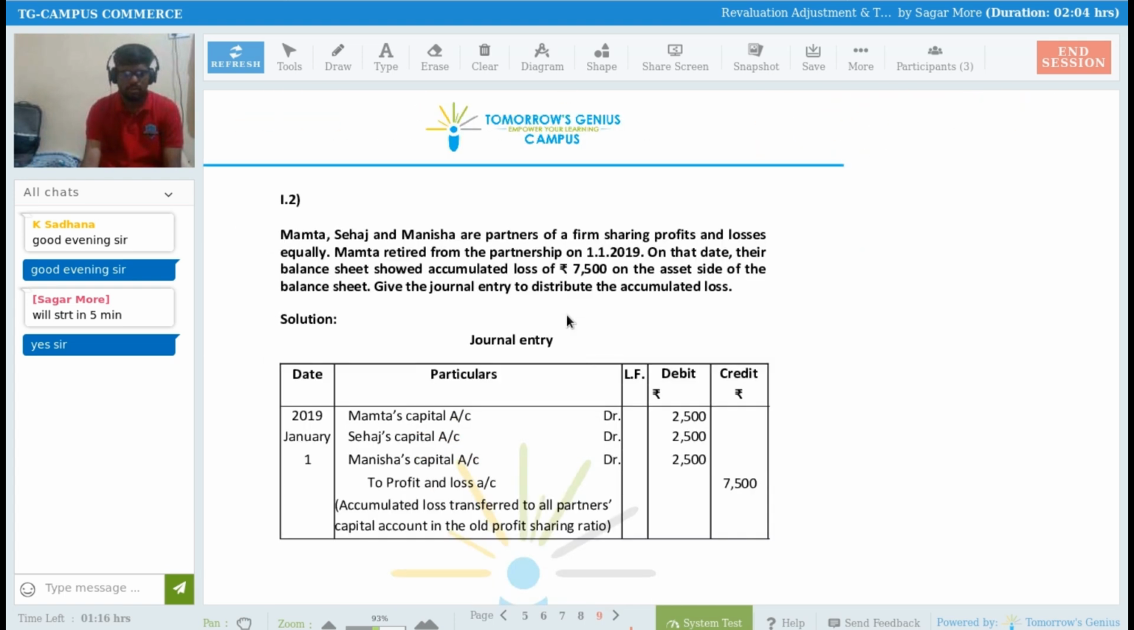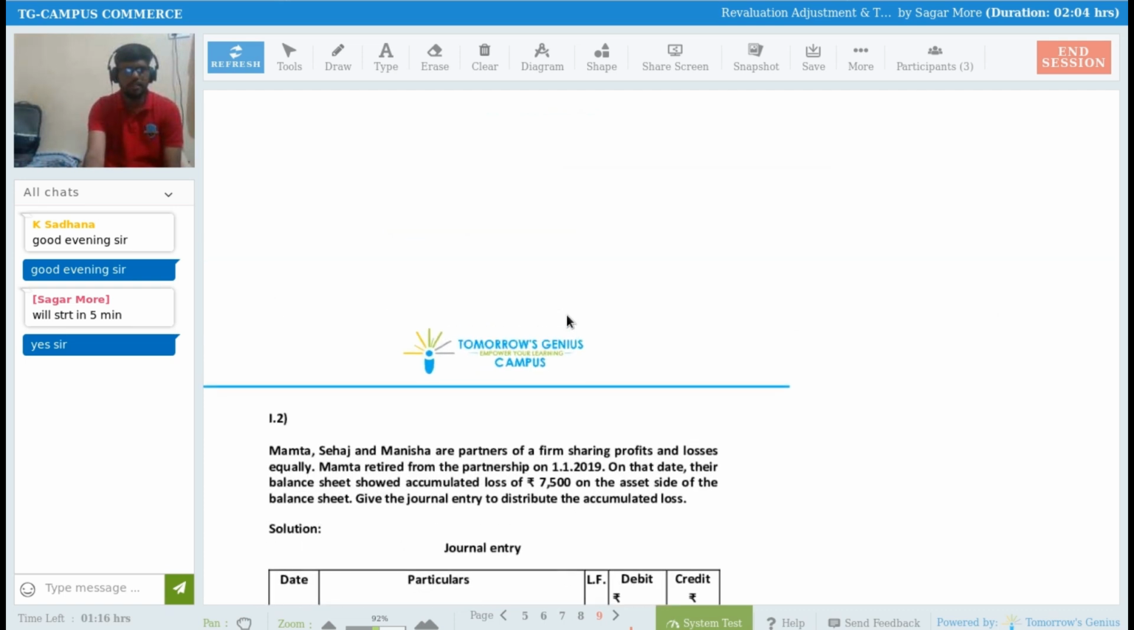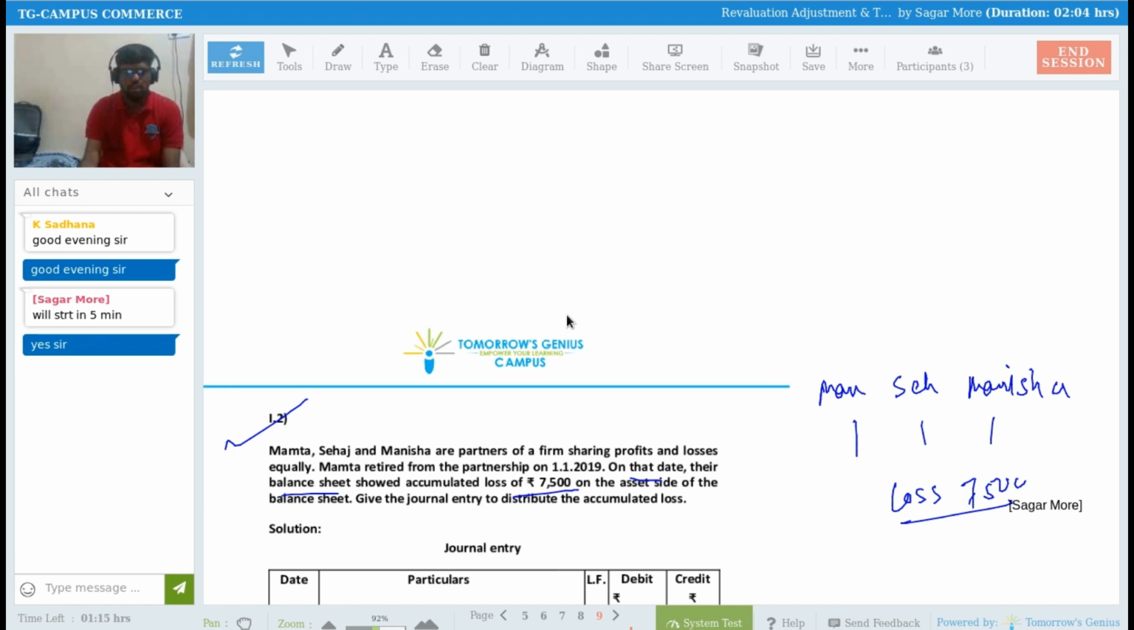Okay, good. Now, see this one. Give me the entry. Mamta, Sehaj and Manisha are partners of the firm, sharing the profits and losses equally, so 1:1:1. Mamta retired from the partnership on 1st of January 2019. On that date, the balance sheet showed an accumulated loss of rupees 7,500 on the asset side. Give the general entry to distribute the accumulated loss.